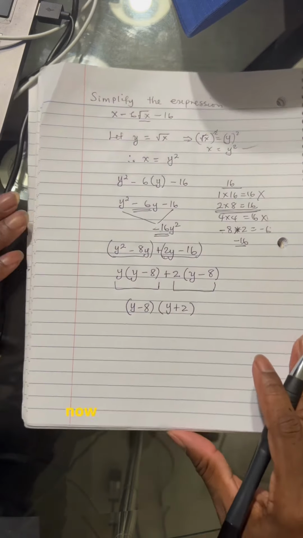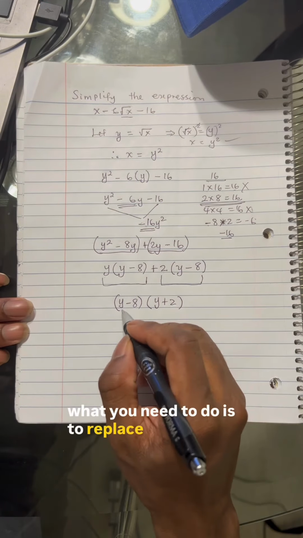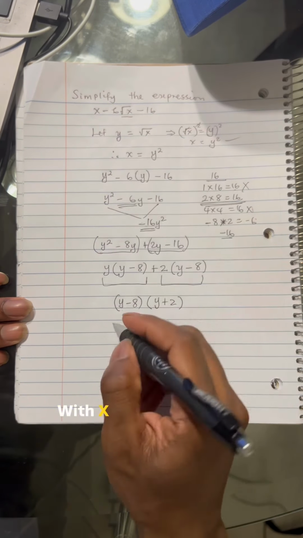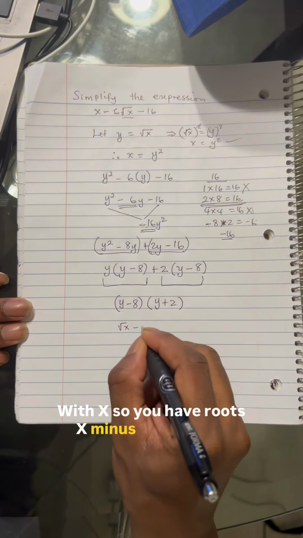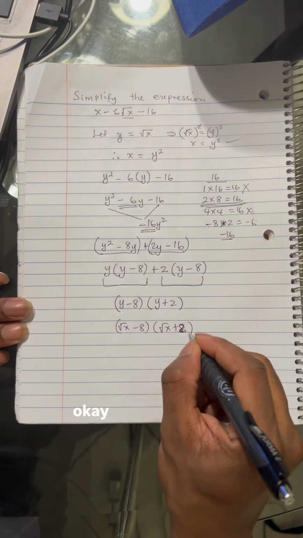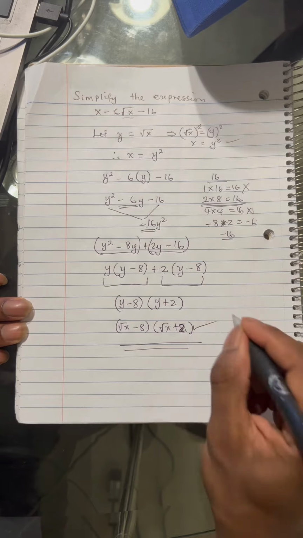Okay, now you've gotten this. What you need to do is to replace, because we are solving in terms of x. What is your y? y was what? Root x. So you have root x minus 8. That's the first bracket. The other bracket is going to be root x plus 2. Okay, and that is your answer.